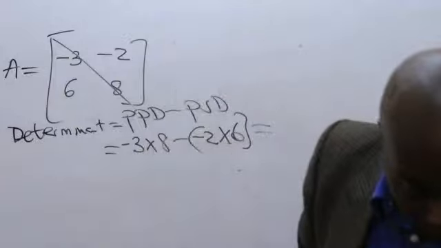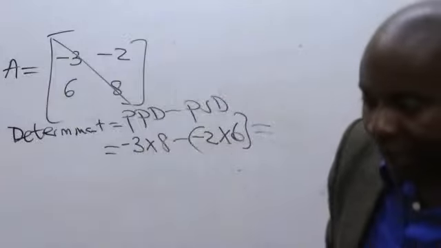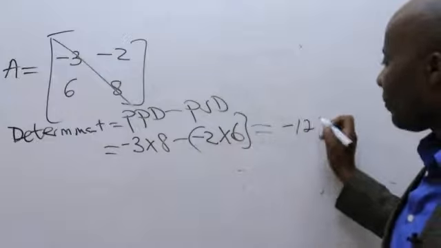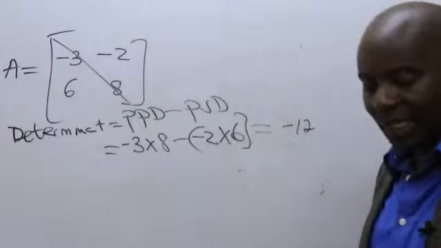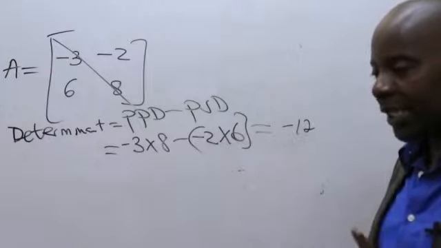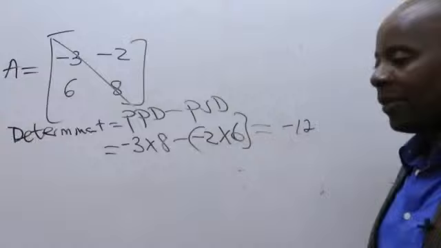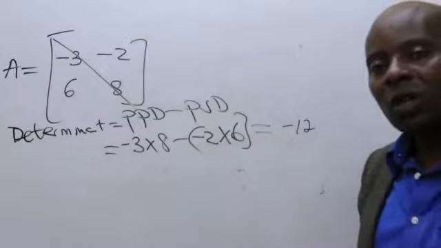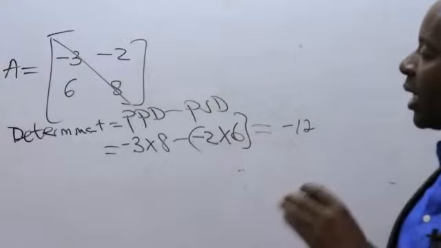At the end of the day, what figure do we have? Is -12 correct? Yes, -12 is very correct. Now, ladies and gentlemen, having gotten the determinant, the next thing I know my students will tell me is to go ahead and define the inverse.